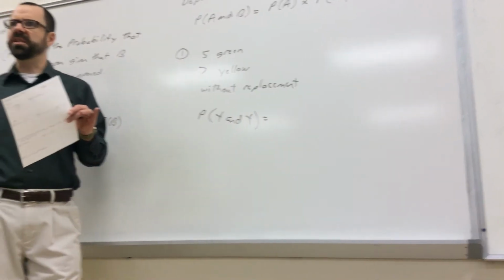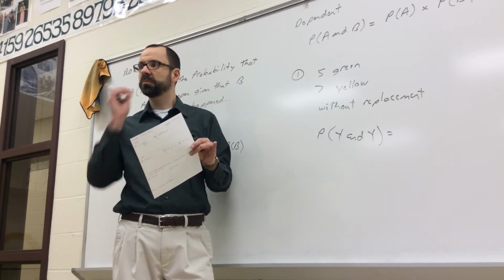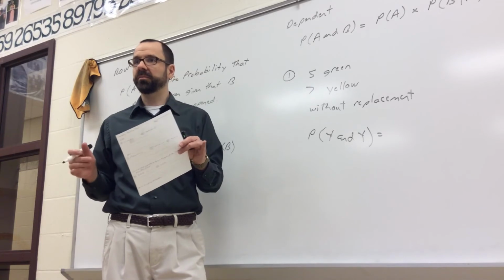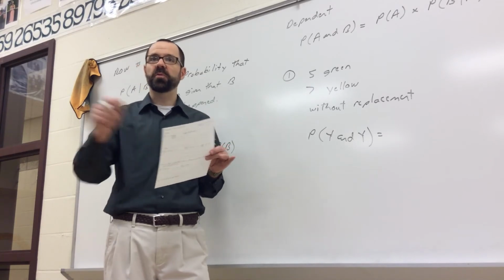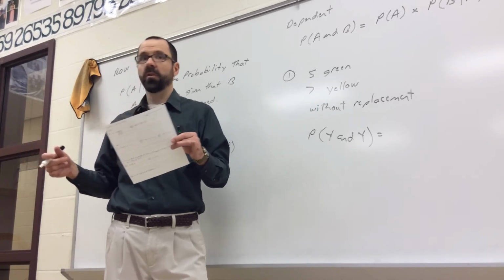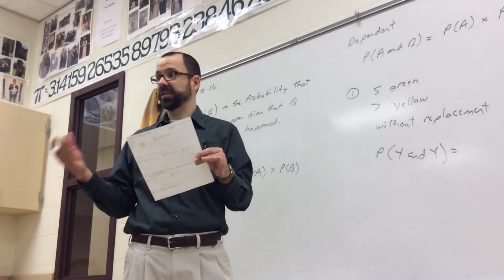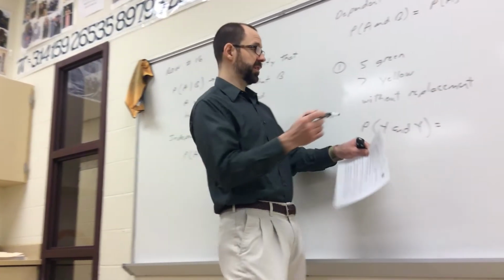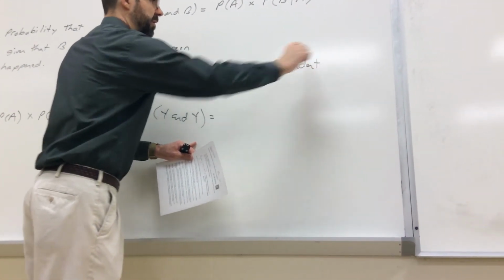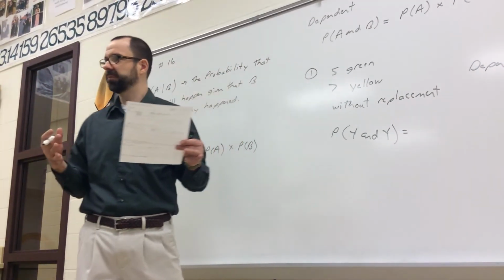So first of all, are these dependent events or are they independent events? Does what you get the first time affect what you get the second time? Yeah, because if you take a green one out, there's less green in there, so that's going to affect the chances the second time. Or if you get a yellow one, there's going to be less yellow in there, so that affects the chances. Okay, so these are dependent events. So write that down. That's part of the answer. So the question says find the probability and also say whether they're dependent or independent.